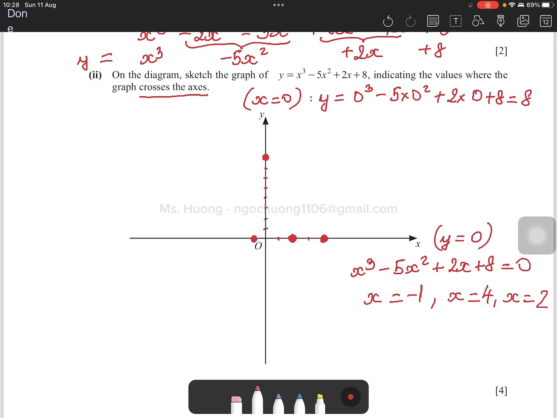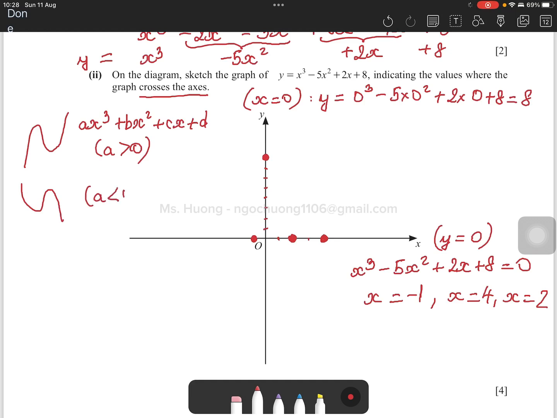You know that the general form of a cubic function is ax cubed plus bx squared plus cx plus d. If a is positive, then the graph will be like this, and if a is negative, then the graph will be like this. In this case, we see that a is 1. A is a positive number. The coefficient of x cubed is a positive number. So the graph will be like this.